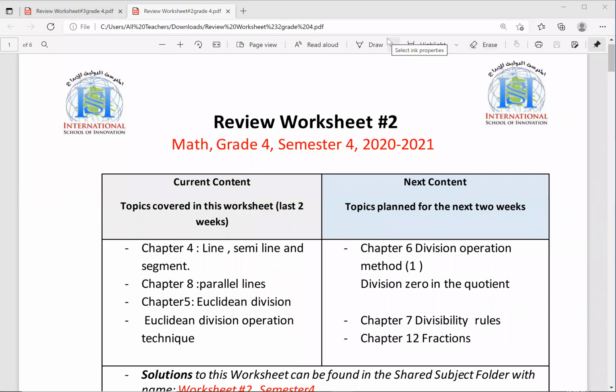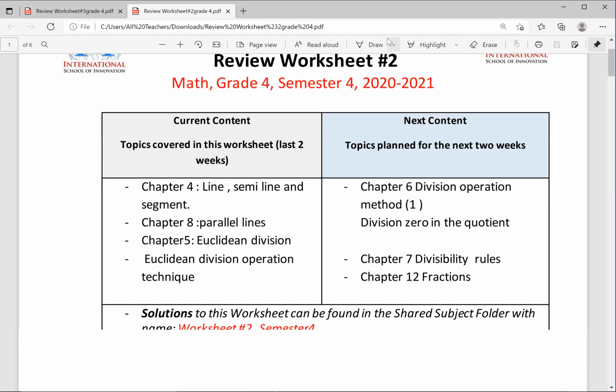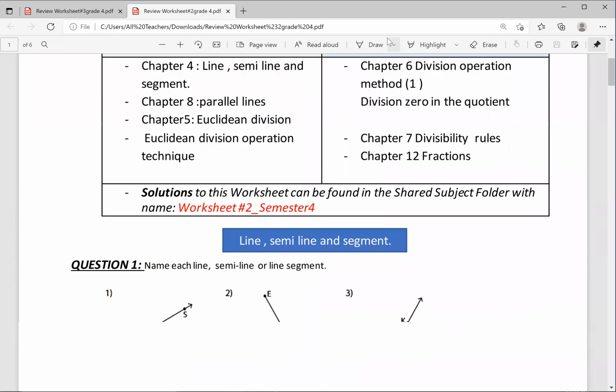Hello, grade 4 students. In this video, we're going to solve our second review worksheet. In this worksheet, we're going to revise everything required for our final. So let us start with the first question.